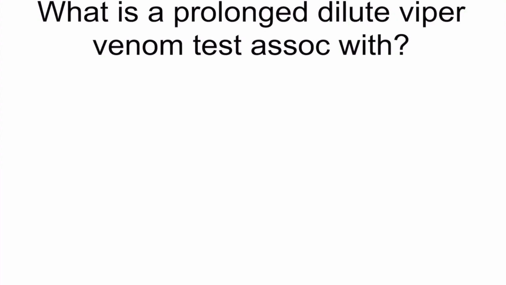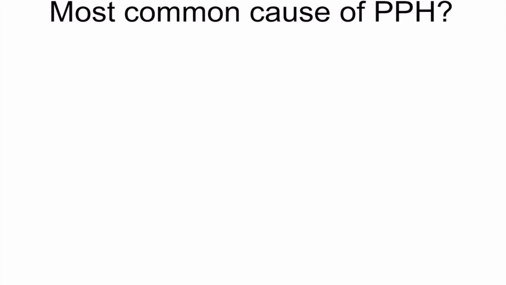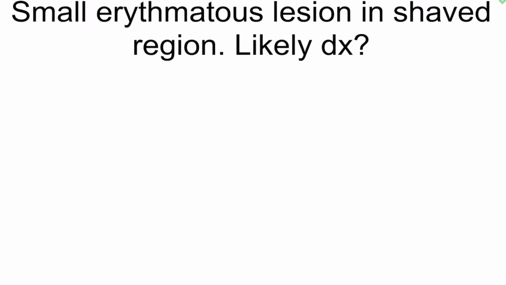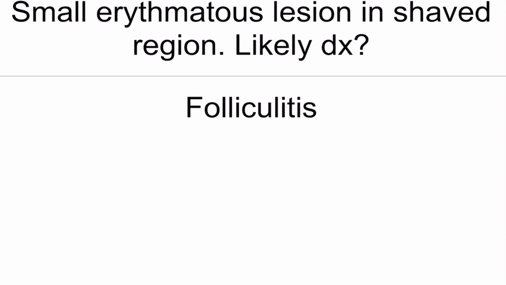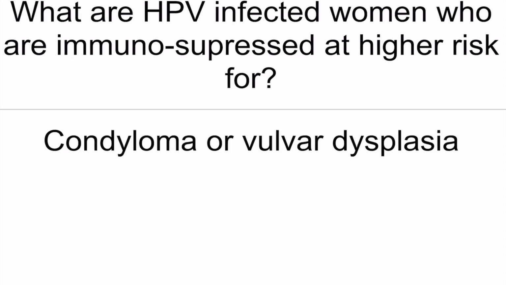What is a prolonged dilute Russell viper venom test associated with? Antiphospholipid syndrome. Most common cause of PPH? Uterine atony. Small erythematous lesion in shaved region. Most likely diagnosis? Folliculitis.